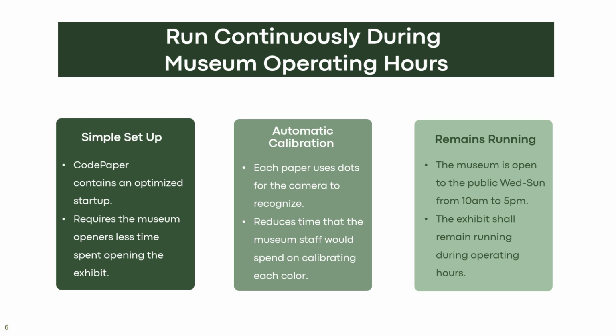Our last feature is that it needs to remain running during museum operating hours. The hours are from Wednesday to Sunday, 10 a.m. to 5 p.m., and we want to ensure that no matter what may happen to the exhibit, that it'll remain on and running. So if a kid bumps the table or removes all of the papers or puts on too many papers, we want to make sure that no matter what may happen, that our exhibit will continue running. And those are our first major features.